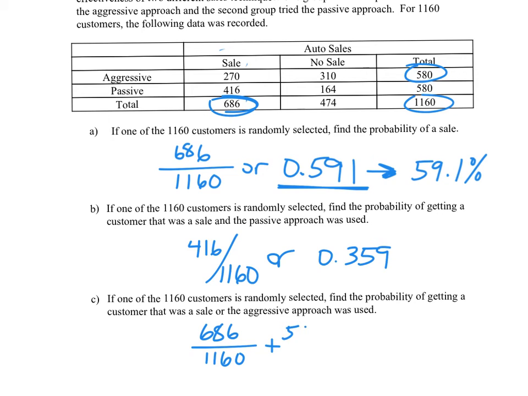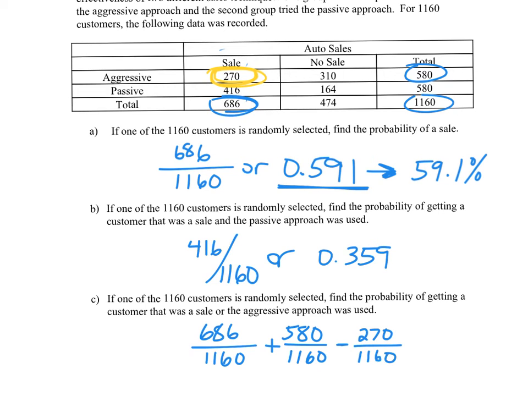So we'll add those two probabilities. Do you see the problem? Hopefully you do. There are some that we've counted twice. There are some customers where both the aggressive approach was used and we got the sale. So here we have to subtract the fact that we counted them twice. So we subtract one set of those people. That's 270 out of 1160.